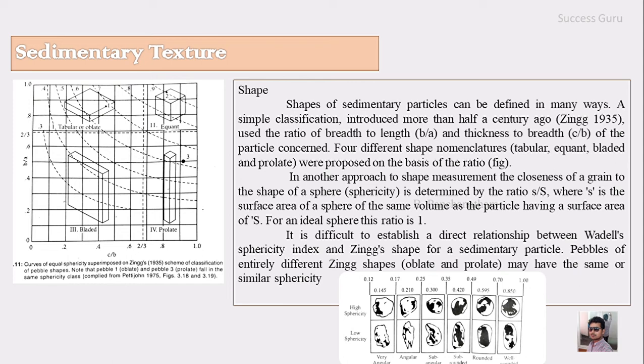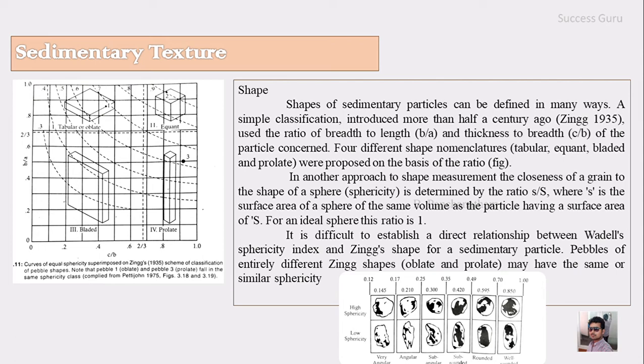Another approach to shape measurement, the closeness of the grain to a sphere, is called the sphericity, and this is determined by the ratio of small s by capital S, where small s is the surface area of the sphere of the same volume as the particle having the surface area of S, that is the capital S. For an ideal sphere, the ratio should be 1. It is difficult to establish a direct relation between Wadell's sphericity index and the Zingg shape for sediment particles. Pebbles of entirely different Zingg shape, that is oblate or prolate, may have the same or similar sphericity.